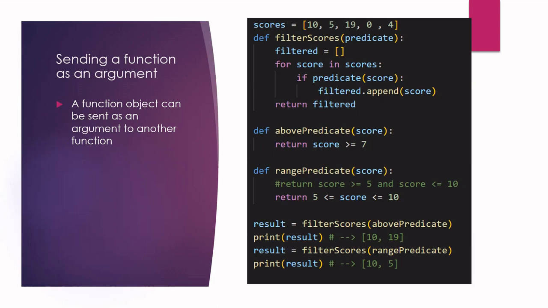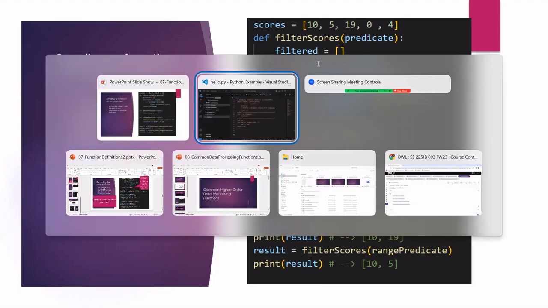Okay. Now we can apply different predicates at different times. So here we are applying the above threshold predicate, and here we are applying range predicate. Okay, let's take this example step by step.